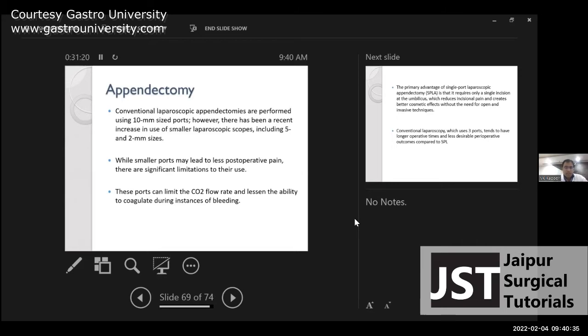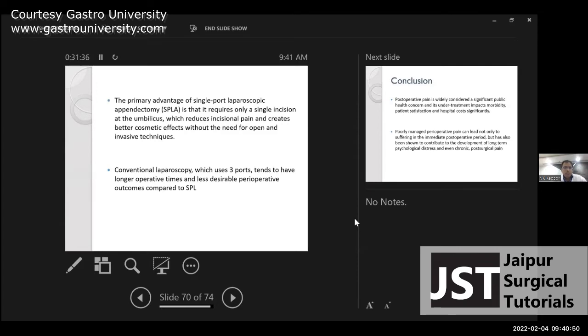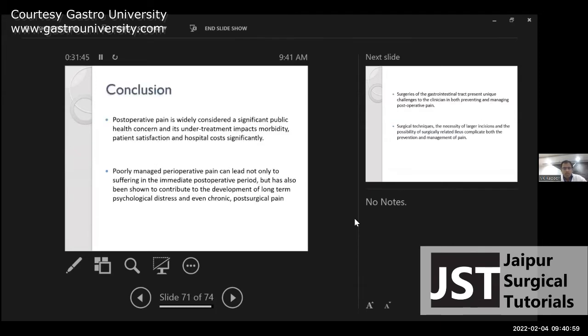Appendicectomy. Conventional laparoscopic appendicectomies are performed using 10 mm ports. There has been a recent increase in use of smaller laparoscopic ports, like 5 and 2 mm sizes. The smaller ports have less postoperative pain, but they limit the CO2 flow and lessen the ability to coagulate. Single port, single incision is obviously less painful, and conventional laparoscopy with 3 ports has longer operative time and less desirable perioperative outcomes.